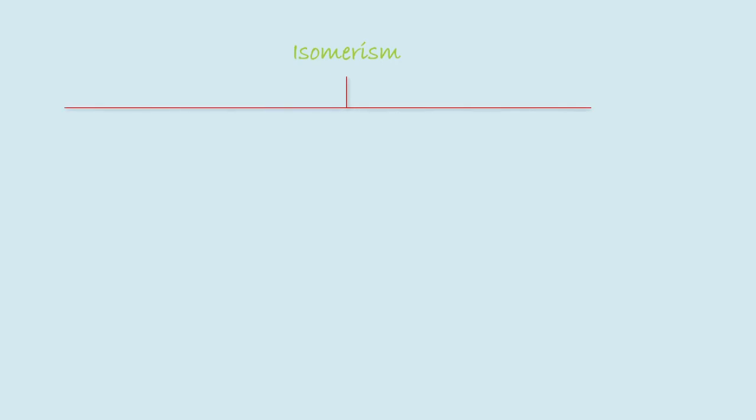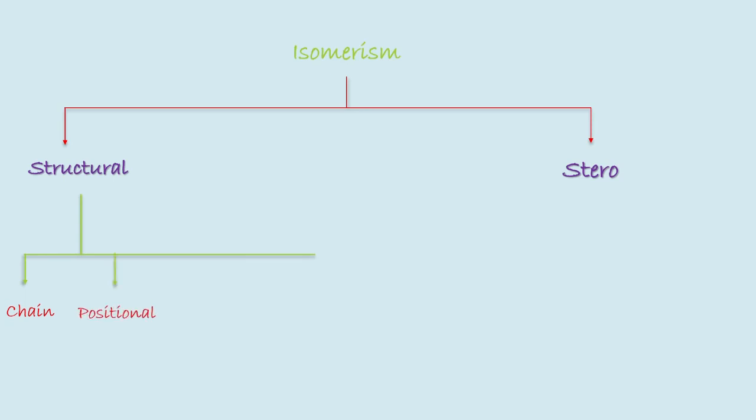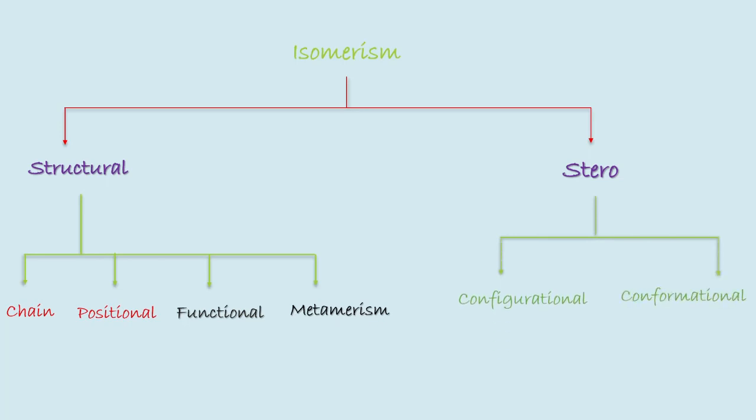And it is classified into two types, which are structural isomerism and stereoisomerism. Indeed, there are four types of structural isomerism, which are chain, positional, functional, and metamerism, while stereoisomerism has two types, which are configurational and conformational. Configurational is divided into two types, which are optical and geometrical.